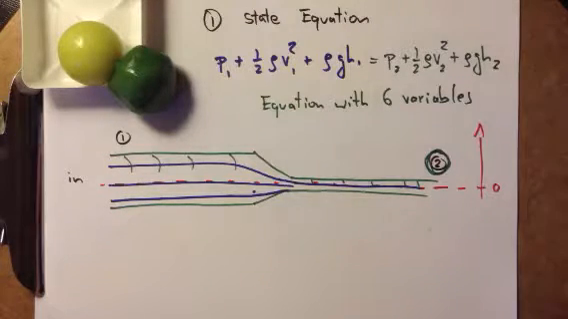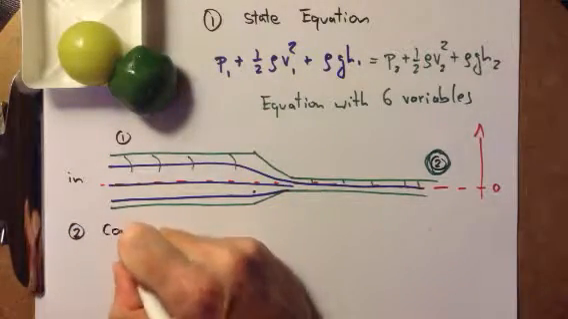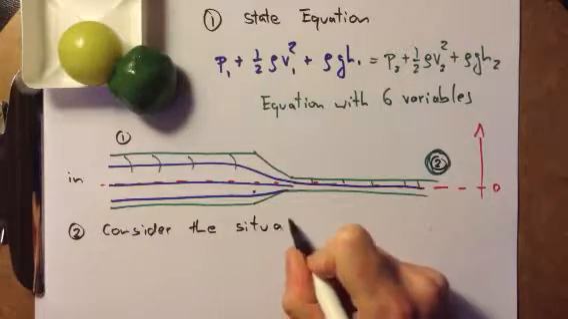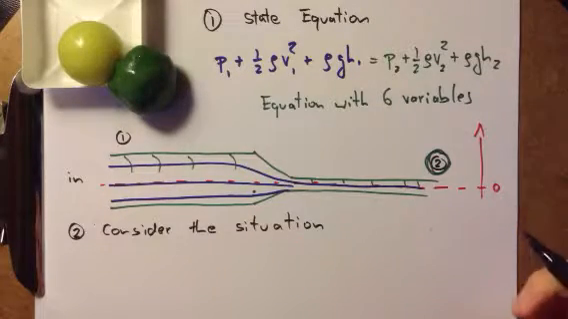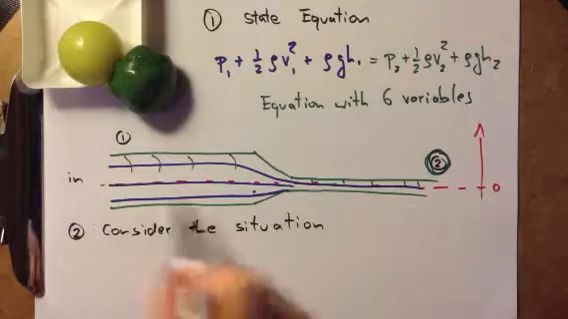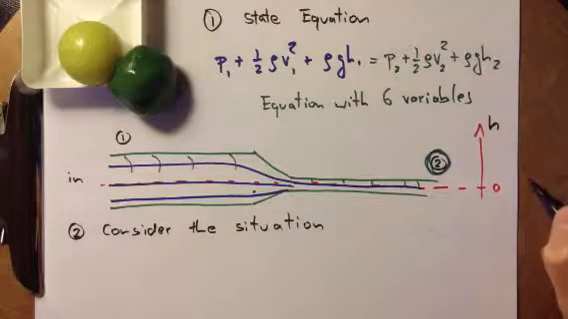So in order to solve the Bernoulli equation, which is just a single equation, one needs to constrain it using what we generally call boundary conditions, or what one could also call the situation of the problem, the circumstances. That's the second step of the solution. Consider the situation, because that will possibly, not always, but possibly rule out some of these terms. In this particular case, I've already said, we're flowing in a horizontal direction, so the height, h, is unchanged.